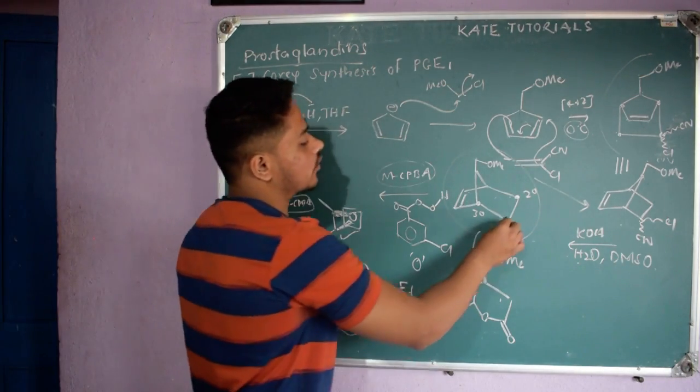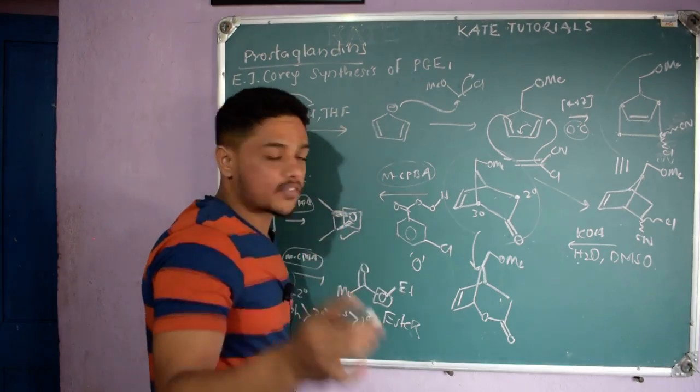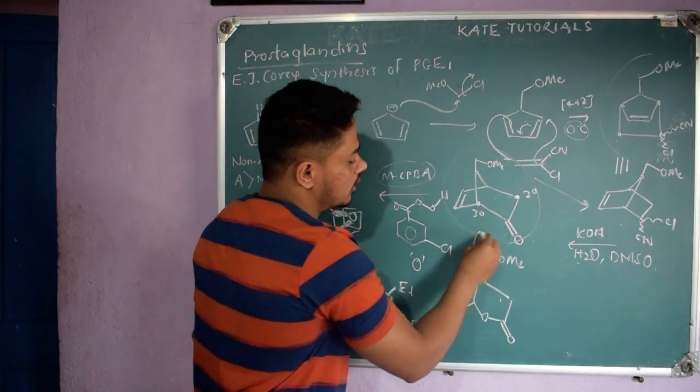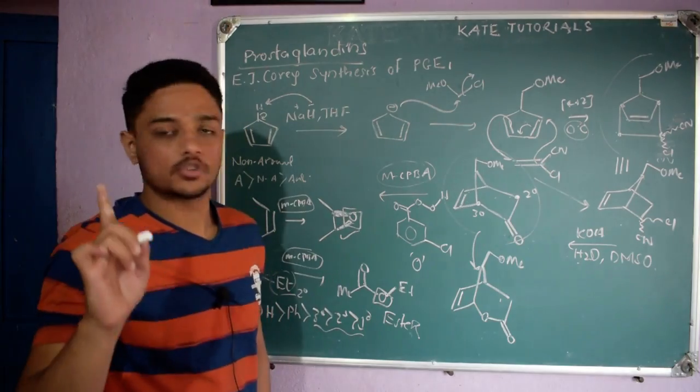See, whenever we have a ketone and an alkene, we should give preference to the ketone. The ketone will be oxidized to this ester. That thing you should remember.